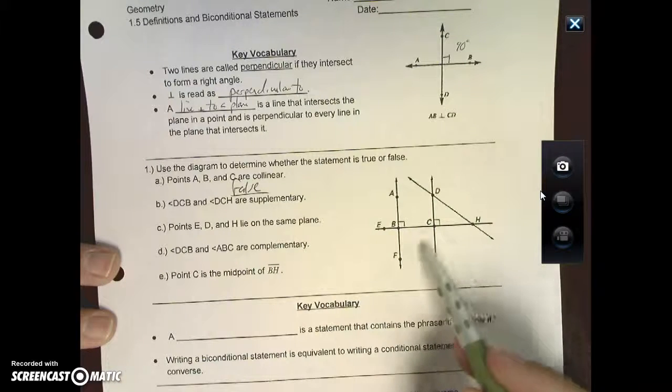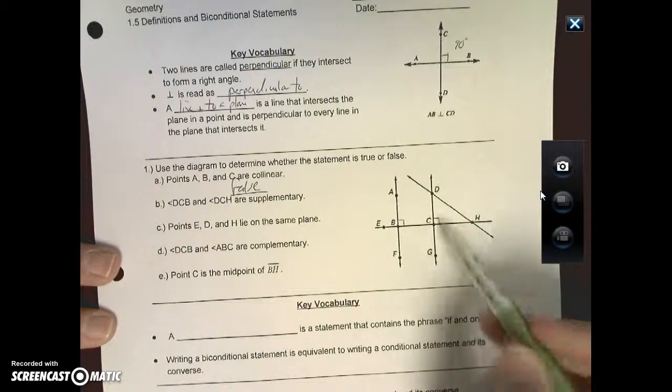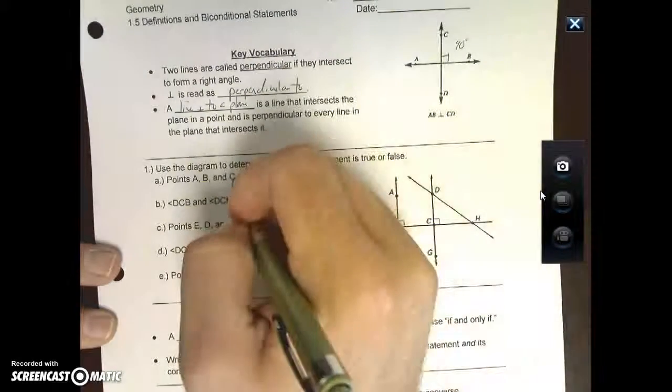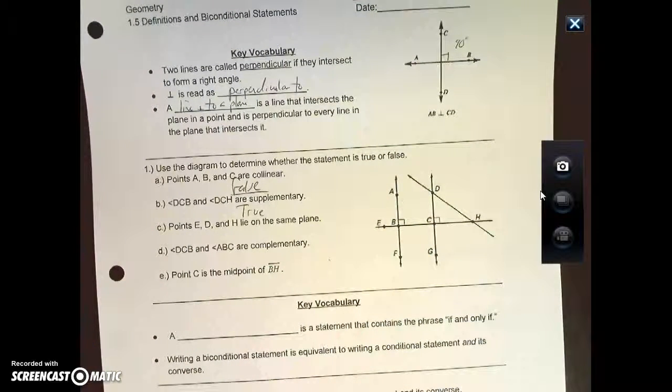DCB, boom, boom, boom, which again, feel free to highlight if you'd like. And DCH are supplementary. Well, they're both 90 degrees. So 90 and 90 is 180, which is supplementary. This would be true. Okay, just like in that video we just watched.